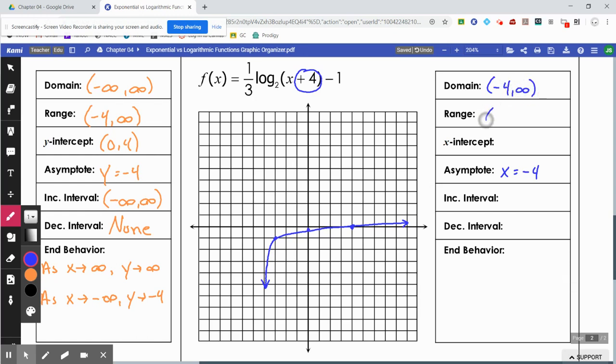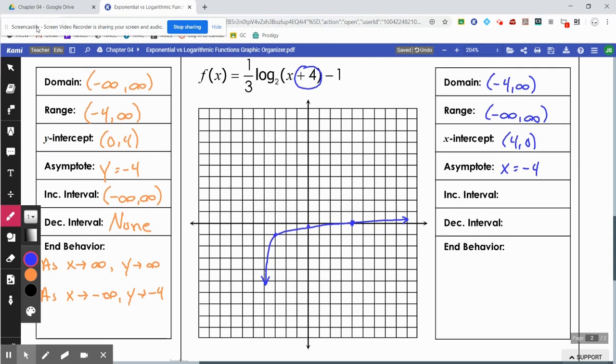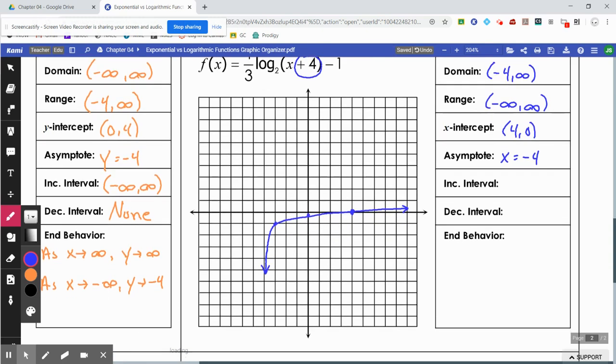My range, my graph goes down and up forever. My x-intercept is at 4, 0, which is located right here. You can find that by plugging in 0 for y if you would like to and solving it. Next up, my increasing interval. My graph increases for the life of the graph. That would be from -4 to infinity. So therefore, it never decreases.